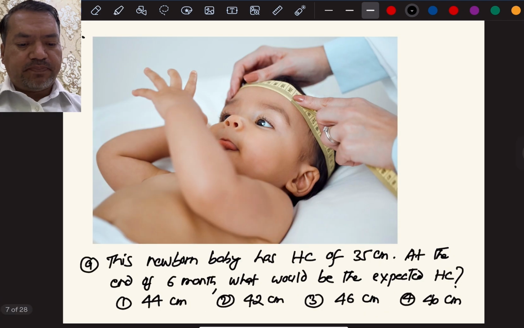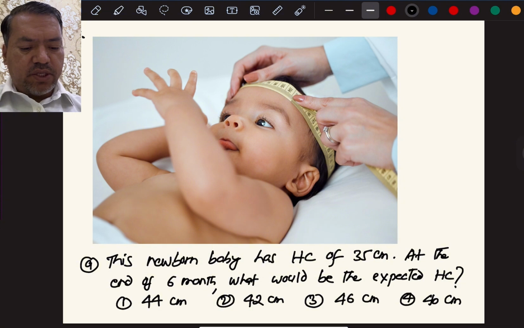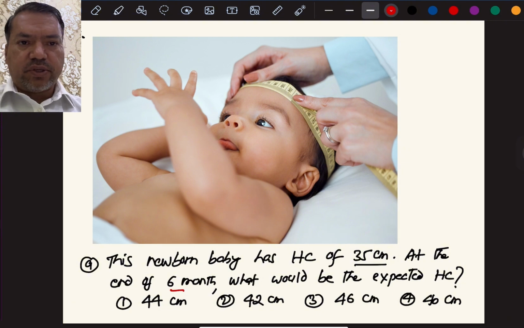Now let's move on. Now look at this picture here. The question is, this newborn baby has head circumference of 35 centimeter. At the end of 6 months, what would be the expected head circumference? So this type of question with the help of this picture, and the options are also given to you: 44, 42, 46, and 40. Now, how do I solve it?